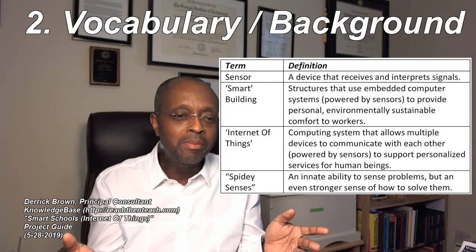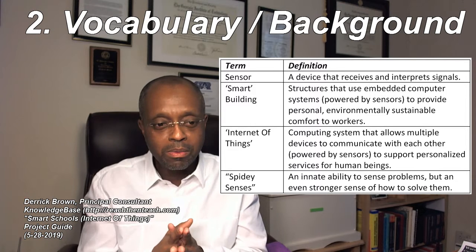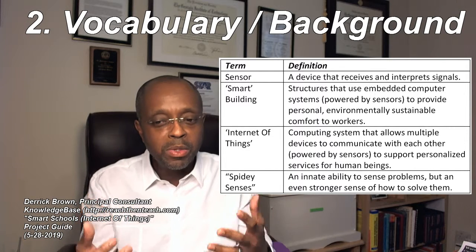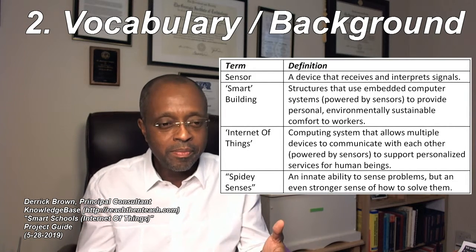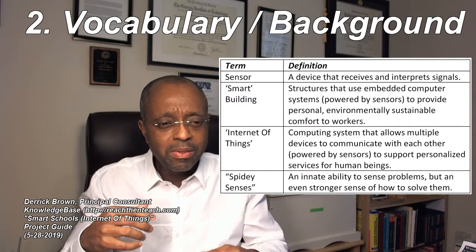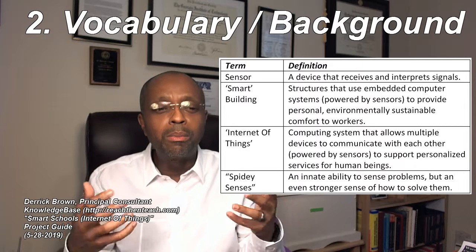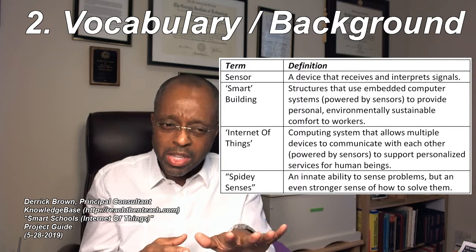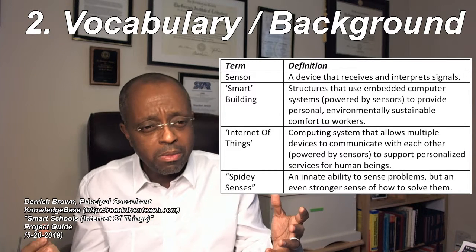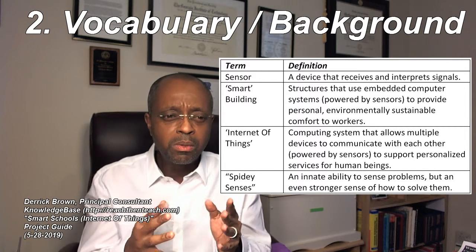And my last term is spidey senses, straight out of Spider-Man and Peter Parker. That is an innate ability to sense problems, but an even stronger sense of how to solve them. Now, in the Spider-Man episodes, the spidey senses foretold of danger, which is a problem. I'm generalizing here, it's a problem. And Peter Parker, who had a lot of engineering, when he was Spider-Man, he had tools, technology, strength, intuition, and wherewithal to get himself out of trouble quite well.